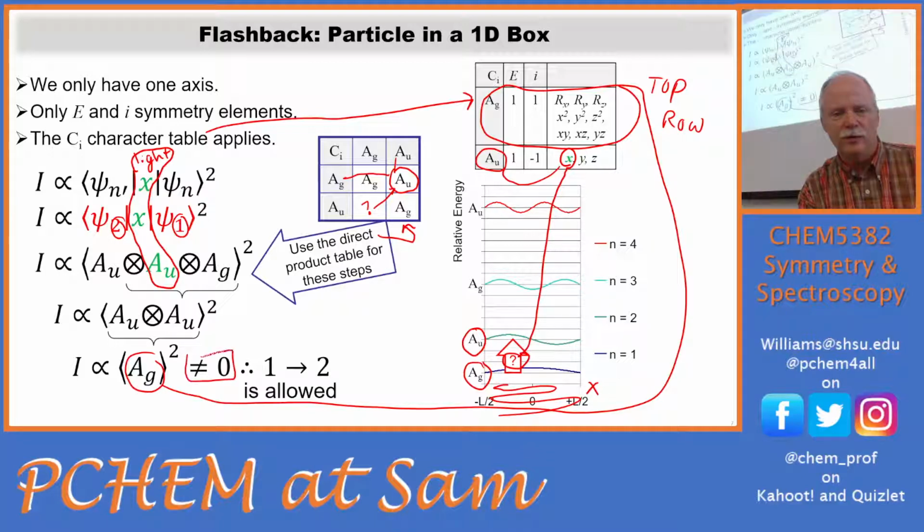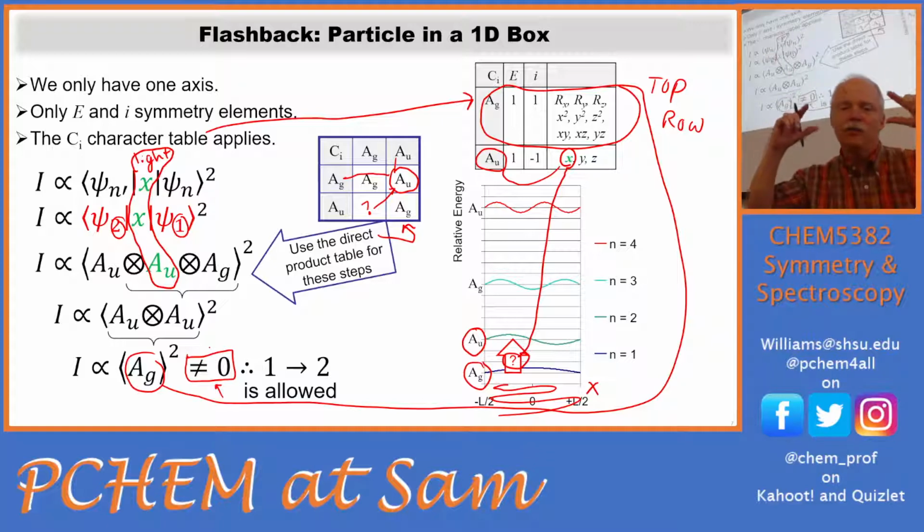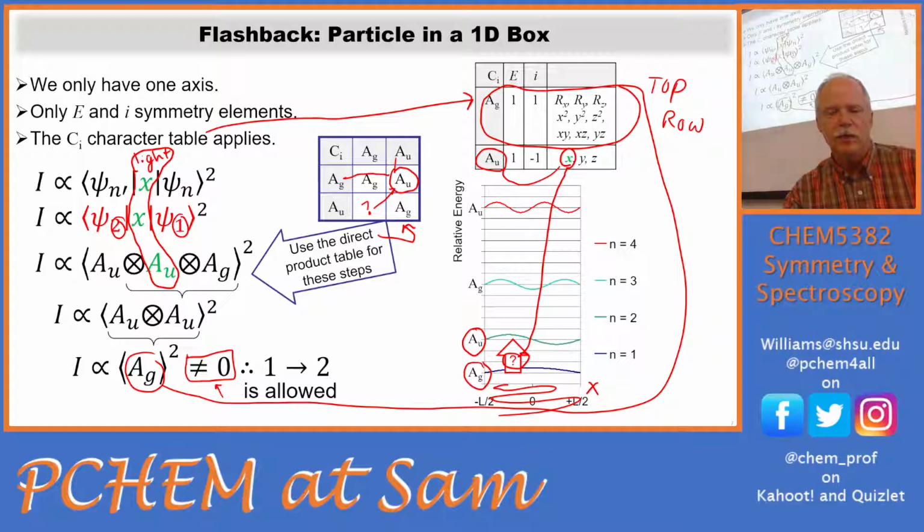Therefore, this is not equal to 0. Because this right here is the top row, then we have this non-zero result of our integral. And therefore, our 1 to 2 transition is allowed in this situation with X-polarized light. Any questions on that?